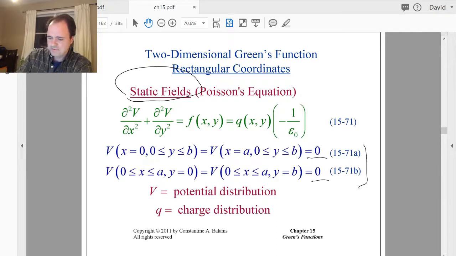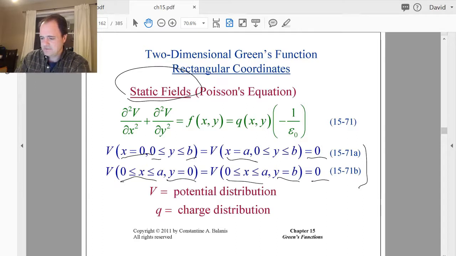All right. So we have walls at x equal to 0 and x equal to a, in between y equal to 0 and y equal to b, and also at y equal to 0 and y equal to b, in the range of x going from 0 to a. All right. So a typical thing that you would study in electrostatics. All right, so how do you apply Green's functions to this?